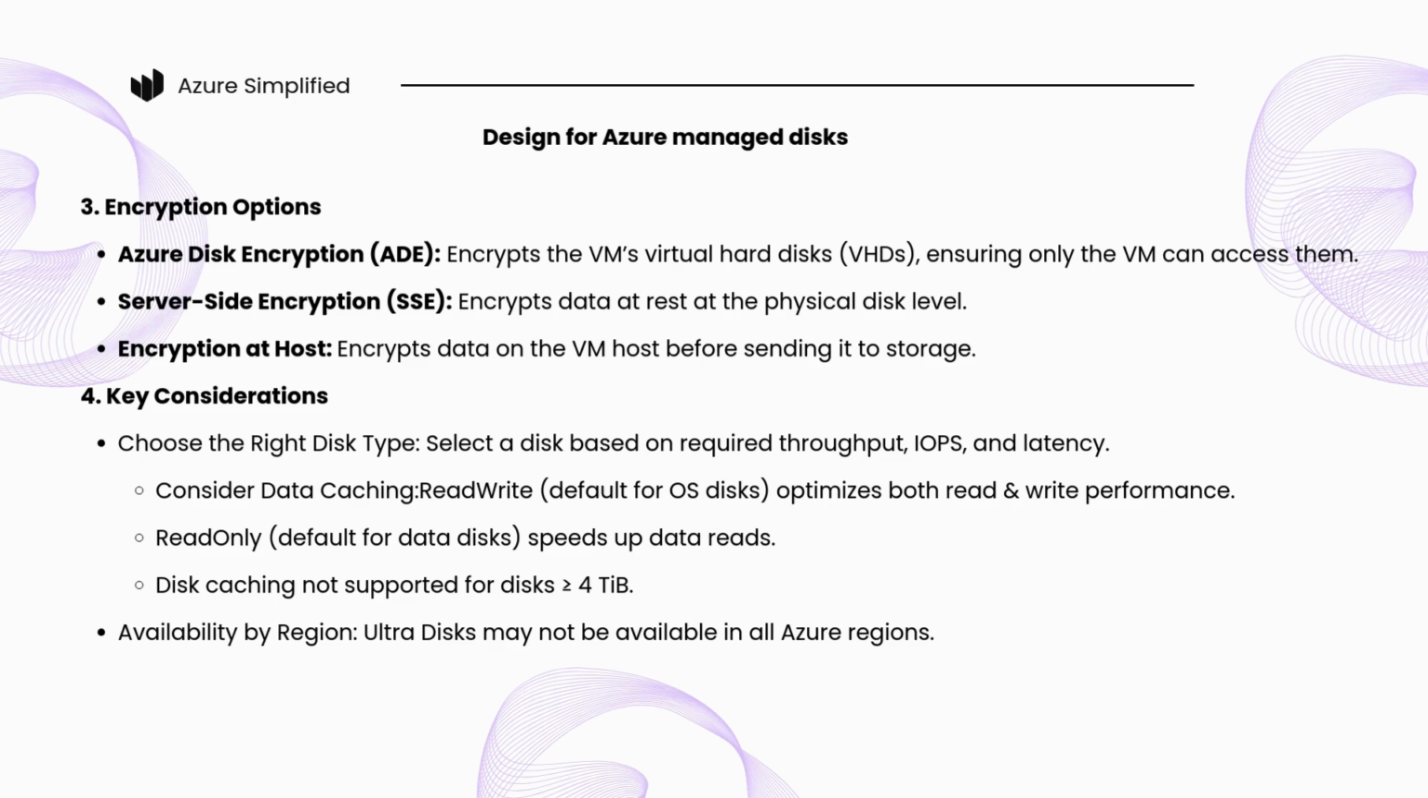4. Key considerations. Choose the right disk type. Select a disk based on required throughput, IOPS, and latency. Consider data caching. Read-write, default for OS disks, optimizes both read and write performance. Read-only, default for data disks, speeds up data reads. Disk caching is not supported for disks greater than or equal to 4 TB. Availability by region. Ultra disks may not be available in all Azure regions.